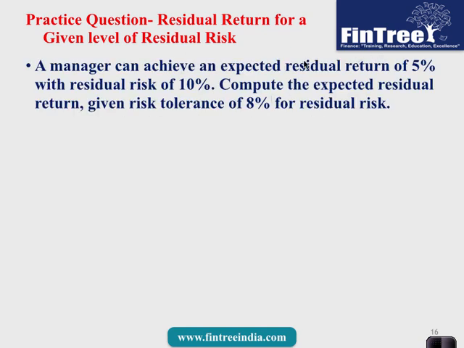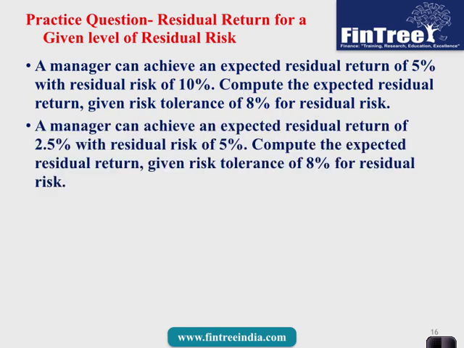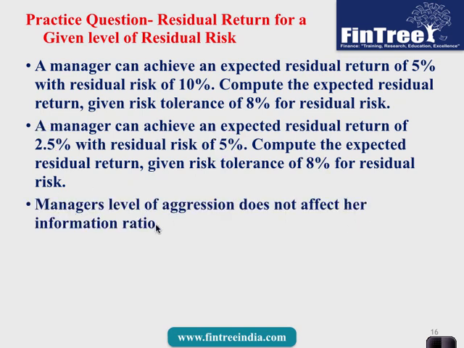One more question. A manager can achieve a return of 5 with a residual risk of 10. What's his information ratio? 0.5. So if there's a risk tolerance of 8, then the residual return would be 4. A manager can achieve 2.5 with 5. That means again we have an information ratio of 0.5. So with 8 again he can earn 4. And note this sentence: a manager's level of aggression does not affect her information ratio.